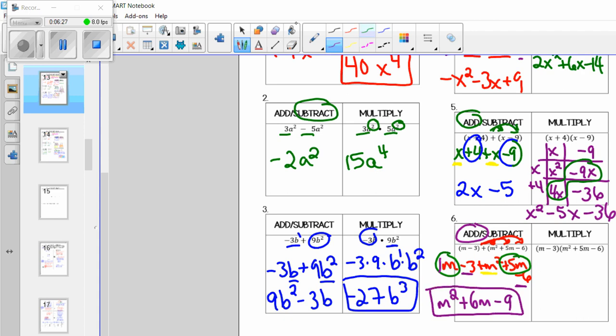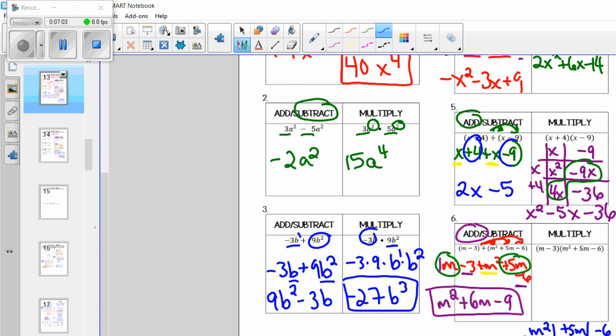When we go to multiply, we want to make sure that we do that box method. I'm going to start down here. So we have m squared, 5m, and minus 6. And on the side, we're going to have m and minus 3. So when I multiply m times m squared, all I do is add those exponents for an m cubed. M times 5m is 5m squared. And negative 6 times m is negative 6m.